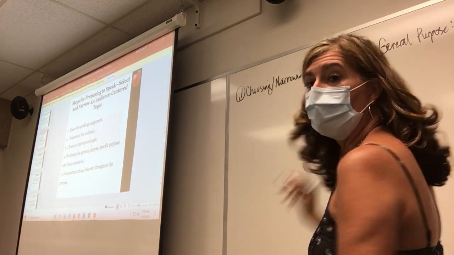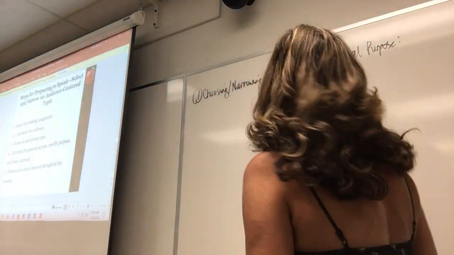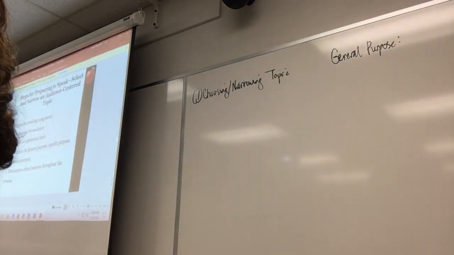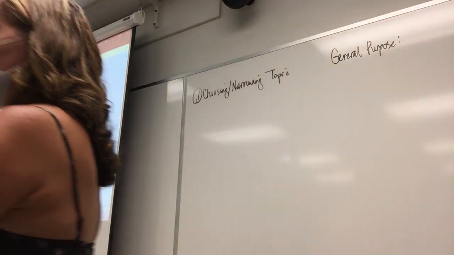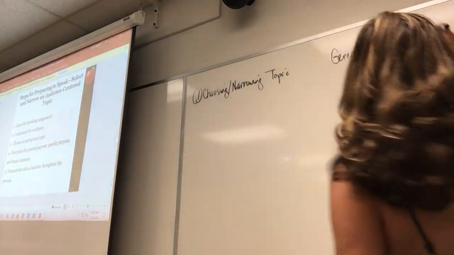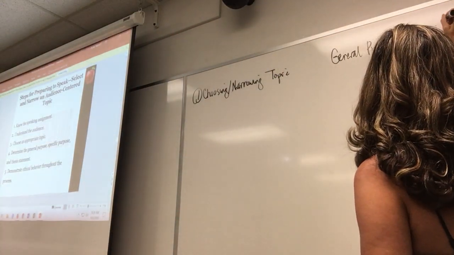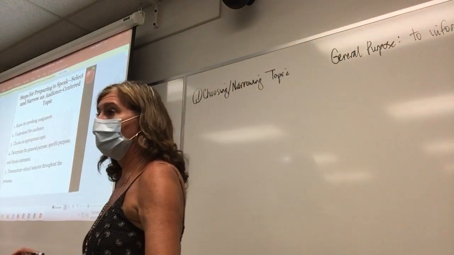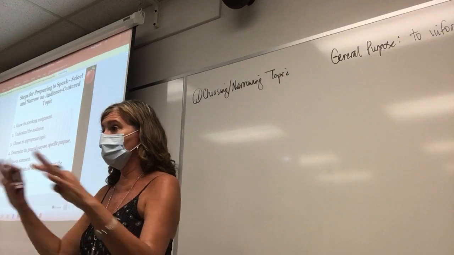It's this simple, and you're going to write this. Can you see this? I think it's backwards. You're going to write this at the top of your outline. The general purpose for this speech, for example, is to inform. And that's all you write. You don't say what you're going to inform us about. It's just to inform. That's the general purpose.